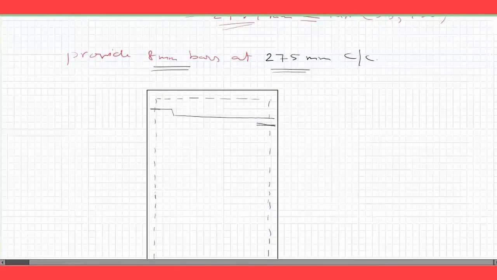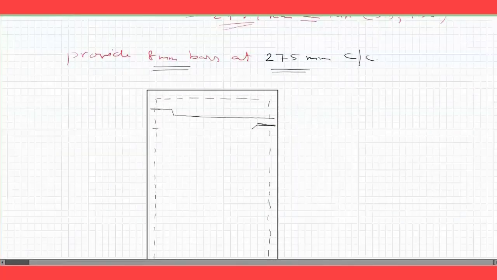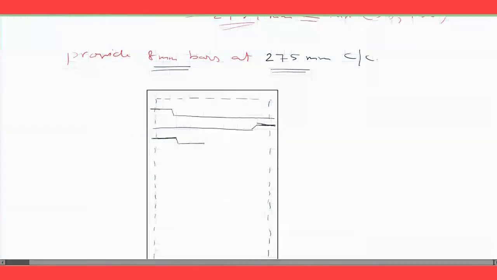So here you please observe what I'm doing. Then again the next bar. Next bar again I'll be providing this, cranking it. Here you see this bar whichever is being provided, it means that this is provided in the top fiber and it's been cranked, and this is provided in the bottom fiber. When I draw this section, it will become clear. So from here to here this distance is 225. From here to here this distance is 225.